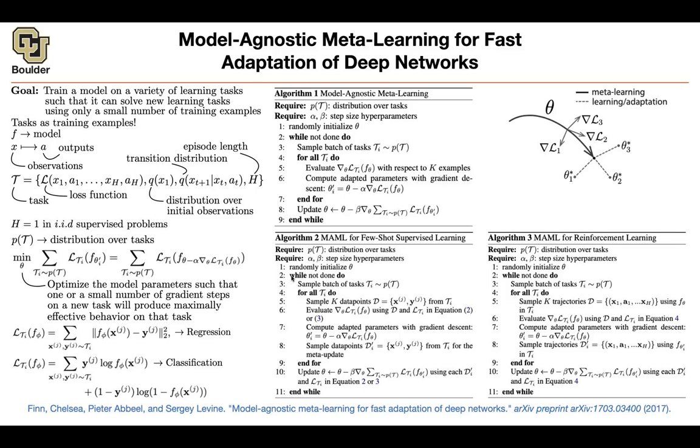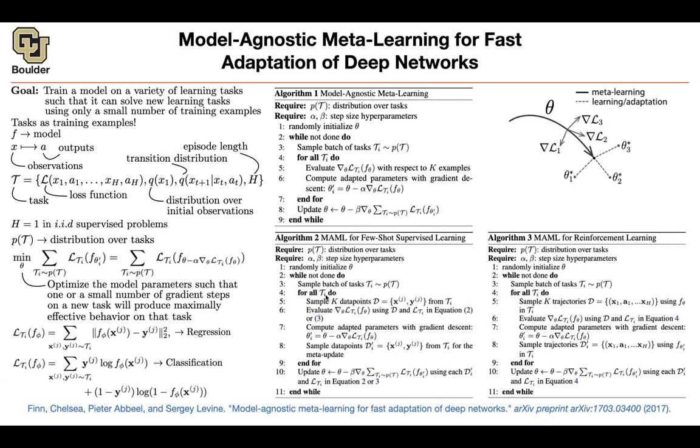You have two for loops here. One is iterating over the tasks. And then the other for loop is you focus on that task and then you sample data from it. Yeah, so that second one, the inner one, we only sample data for that particular task and use that particular loss.